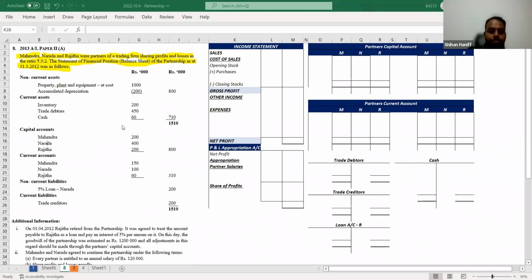Okay, let's start. Additional information. 1st of April, Rajita retired from the partnership. So in this question I am going to explain the retirement of the partner.